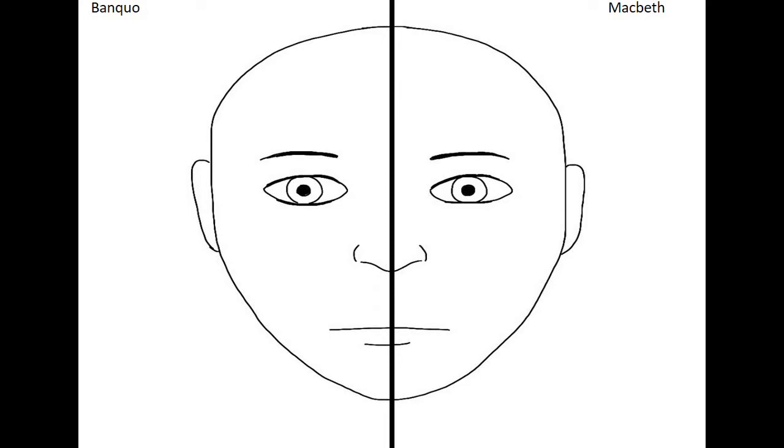You want to try and get the face as even and as matched as possible. Once you've drawn the face, go right to the centre of it and draw a line right down the middle. I've done Banquo on the left, Macbeth on the right, but you can do it how you like. You can have Macbeth on the right, Banquo on the left, whichever is the opposite to what I've got.